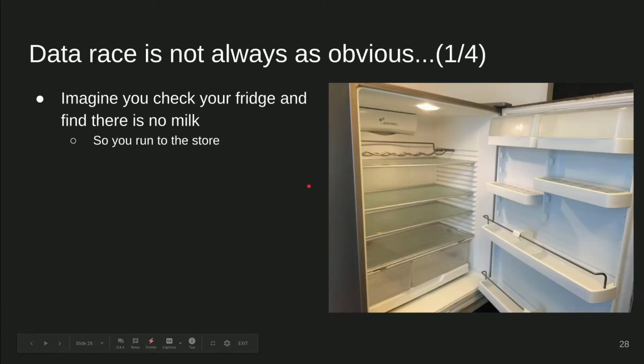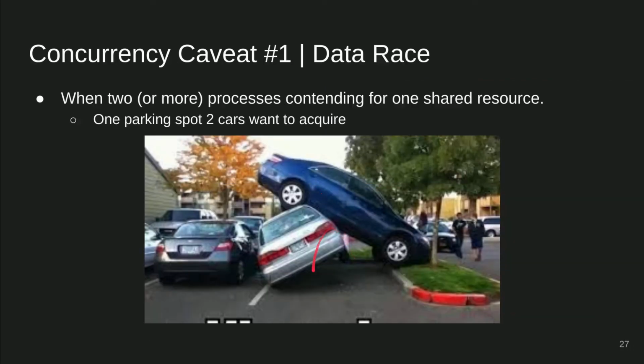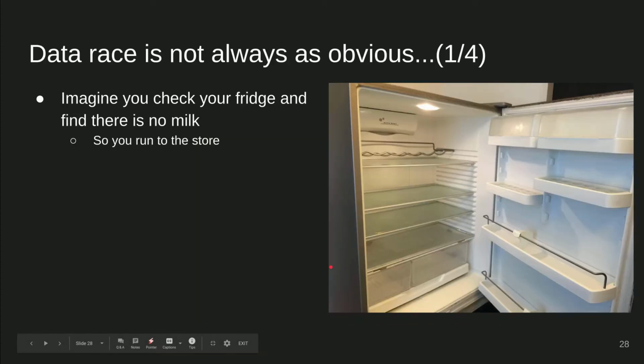Okay. And the data race itself isn't always obvious, right? This one's obvious. These cars shouldn't be doing this. They could probably see each other when they were coming into this parking spot, right? That one was parked in here, but they tried to acquire the same resource, and nobody won here.